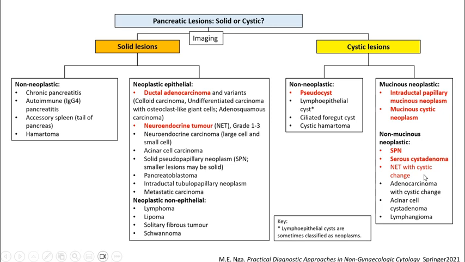Neuroendocrine tumors are the same. They can also have cystic change. Adenocarcinoma can have cystic change as well as other neoplasms.